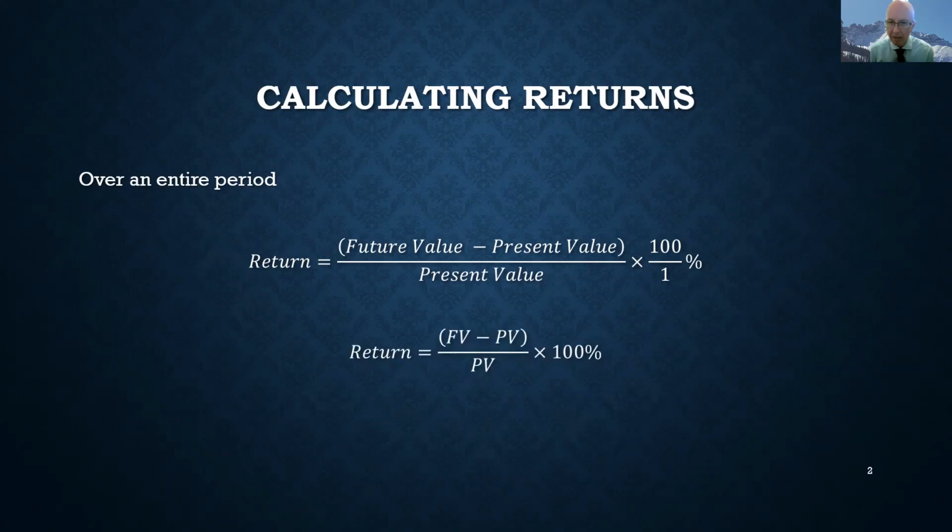And so in a simplified way of writing it, return equals FV less PV divided by PV times 100, or P2 less P1 over P1 times 100. Now these are three ways that I will describe this equation in this unit. I'll either describe it as future value less present value divided by present value, FV less PV over PV, or P2 less P1 over P1. They all mean the same thing, but they will be used interchangeably throughout the unit.